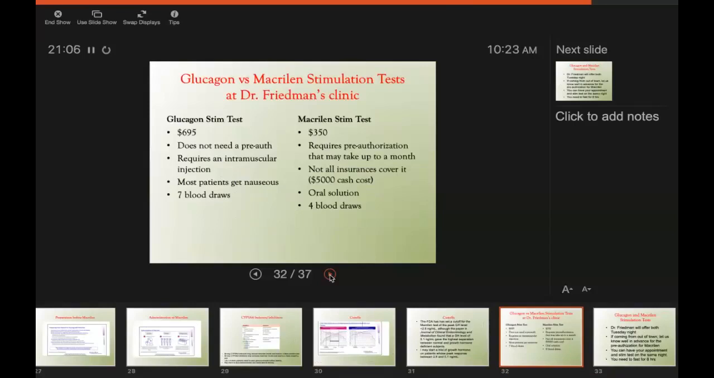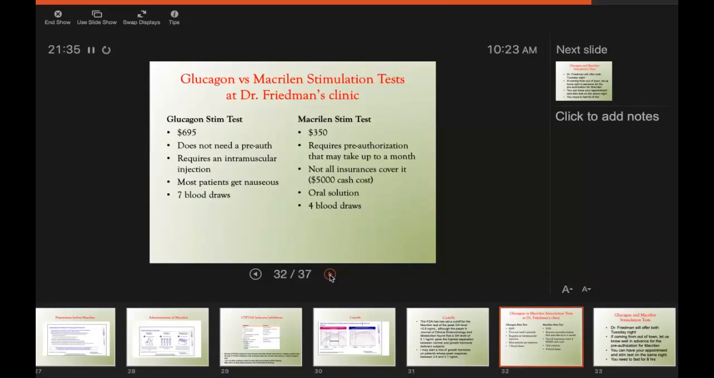So this, again, is only in my clinic. Other people, other places do this test. I think here in Bartow, they do the test, probably for billing insurance, I don't know. The glucagon test, I charge $695. It does not need a pre-authorization, requires an intramuscular injection. Most patients get nauseous, a disadvantage, and it has 7 blood draws. The Macrilen Stimulation Test costs $350, requires a pre-authorization that seems to take a long time.